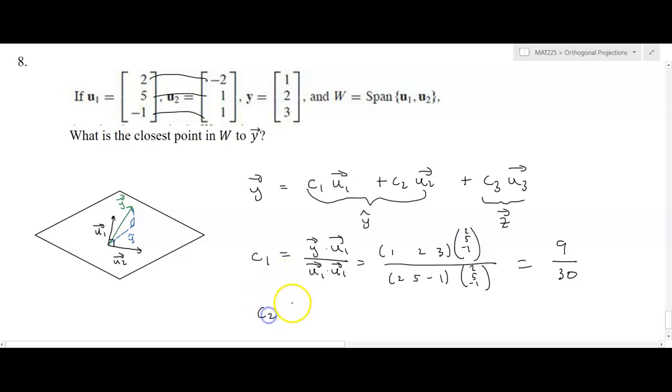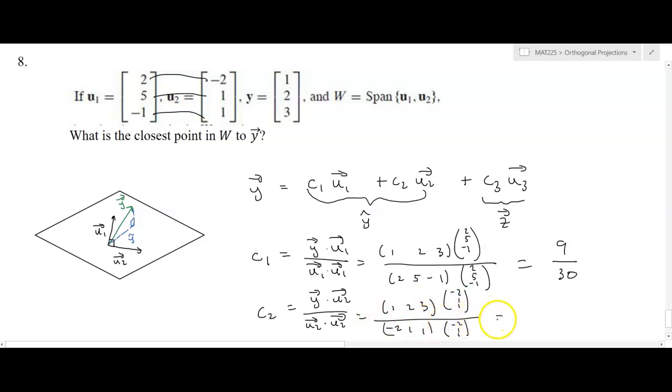C2 is going to be a similar computation: y dotted with U2 over U2 dotted with U2. Just to carry that out one more time, we have 1, 2, 3 and the U2 vector is negative 2, 1, 1, divided by negative 2, 1, 1 dotted with negative 2, 1, 1. That comes out to negative 2 plus 2 is 0, plus 3 is 3. Positive 4 plus 1 is 5, plus 1 is 6. So this comes out to 1/2.